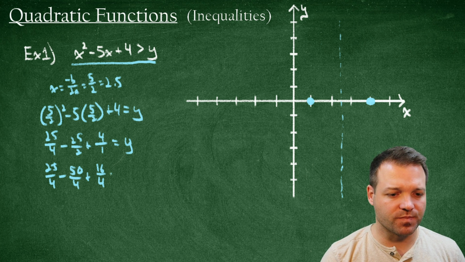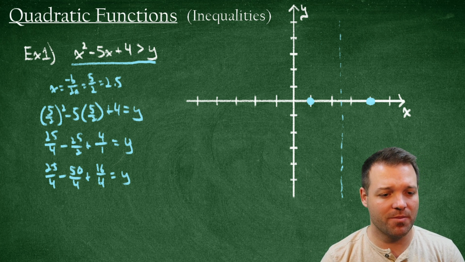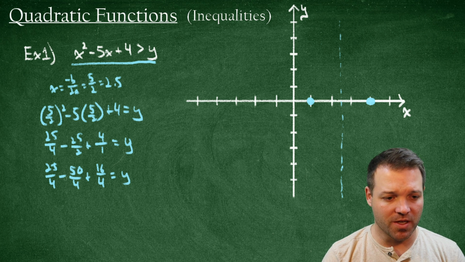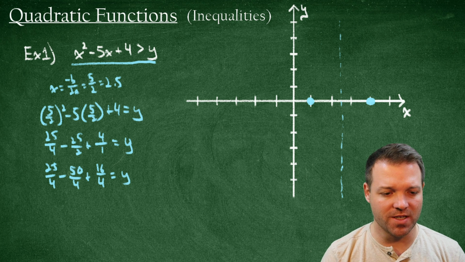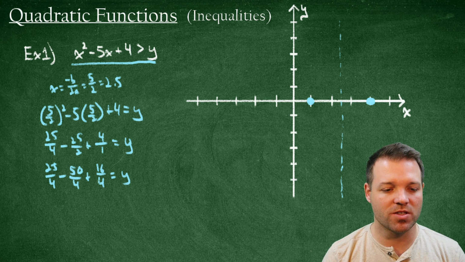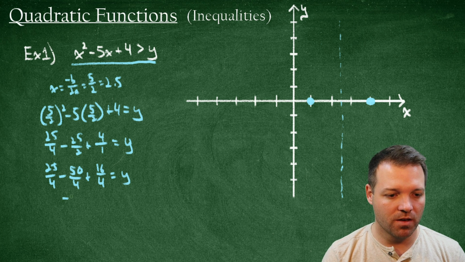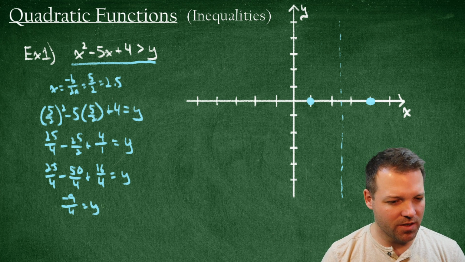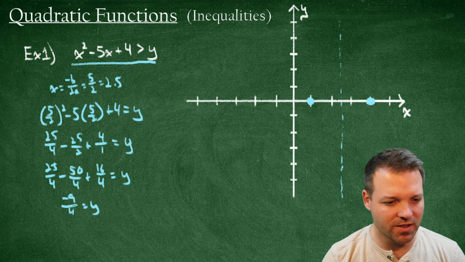Excuse me. And now we have a common denominator, so we can go ahead and combine these. So combine the numerators. So 25 minus 50 is negative 25, plus 16 is going to be negative 9 over 4 is equal to y. And what is negative 9 over 4? Just so I can graph this, that looks like 4 goes into 9 twice to get 1/4, so that's going to be negative 2.25, it looks like.